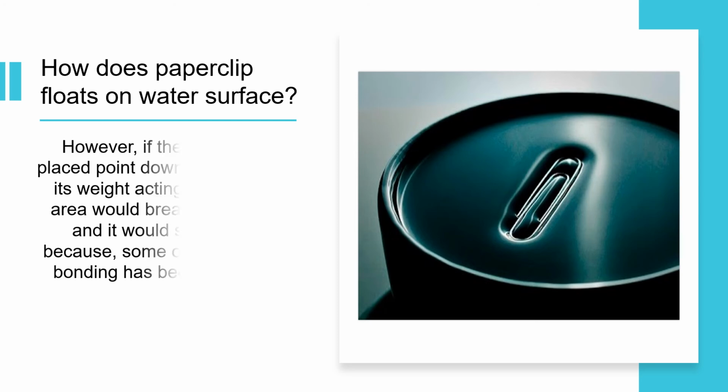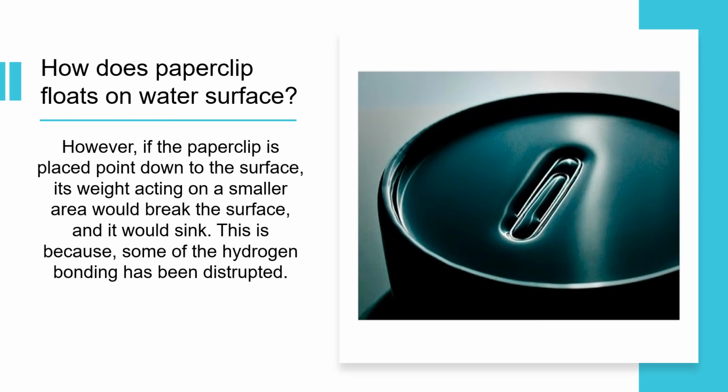However, if the paperclip is placed point down on the surface, its weight acting on a smaller area would break the surface, and it will sink. This is because some of the hydrogen bonding has been disrupted.